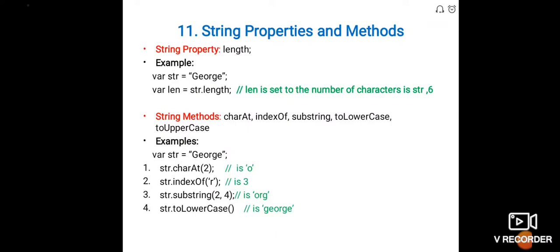In today's session we will discuss string properties and methods. In JavaScript many string methods are there, but only one property. The string object includes only one property, that is length, and a large collection of methods. The length property is used to find out the total length of a string. The number of characters in a string is stored in the length property.